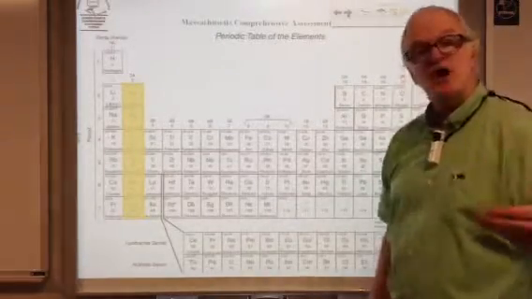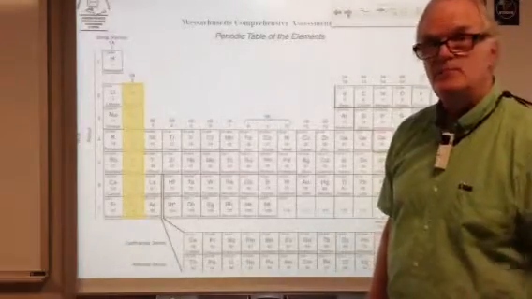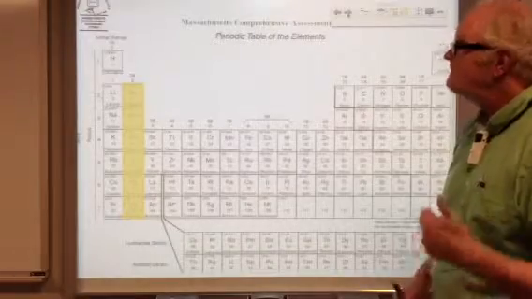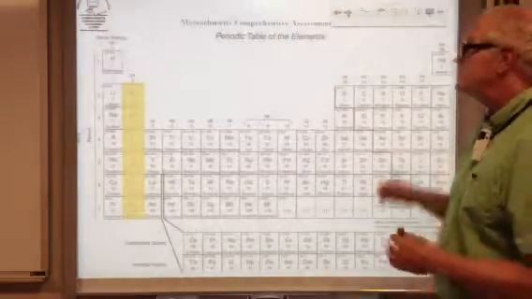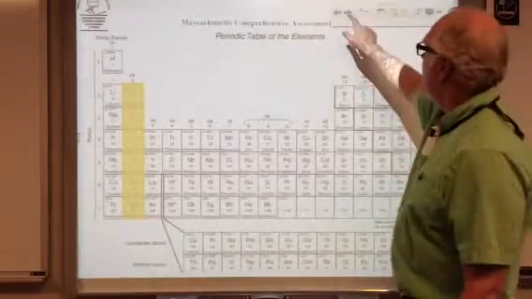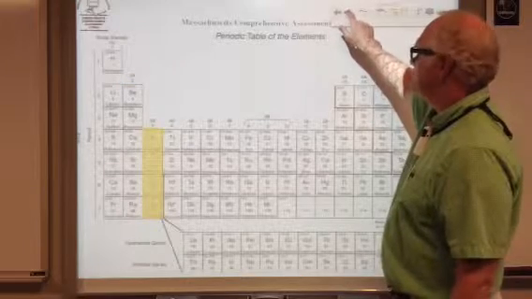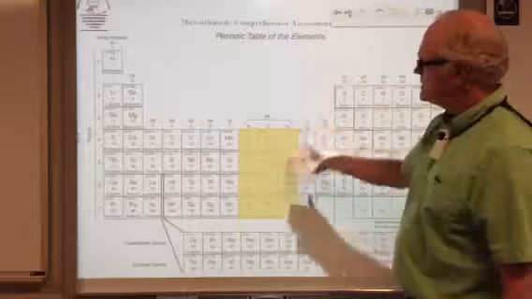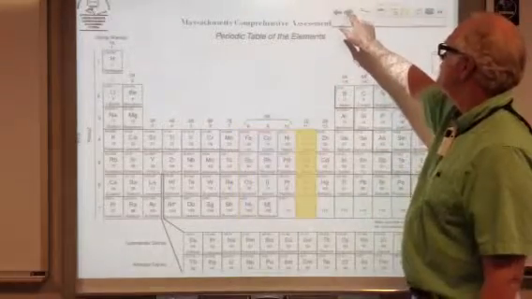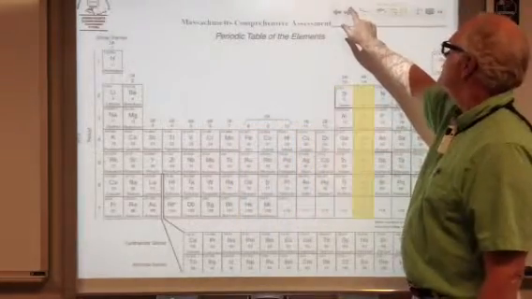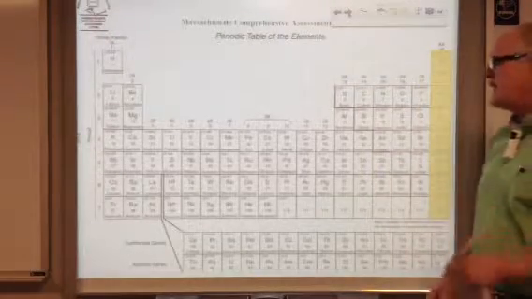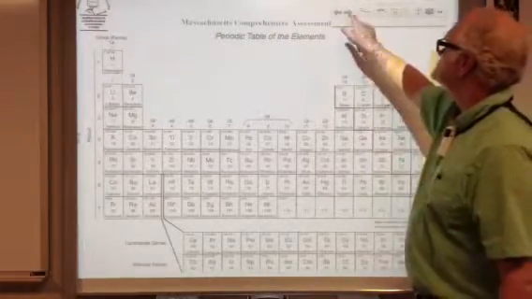Now, you might have called a group a family in previous science classes. That's okay. We're going to use the word group, but using the word family is okay. And every column on the periodic table is a separate group. Of course, when we get to the middle, some people consider all of those to be in the same group. Some people don't. But all the way across, the periodic table consists of columns or groups of elements.